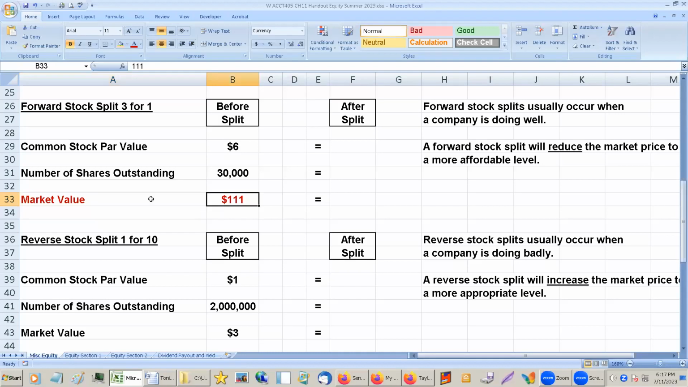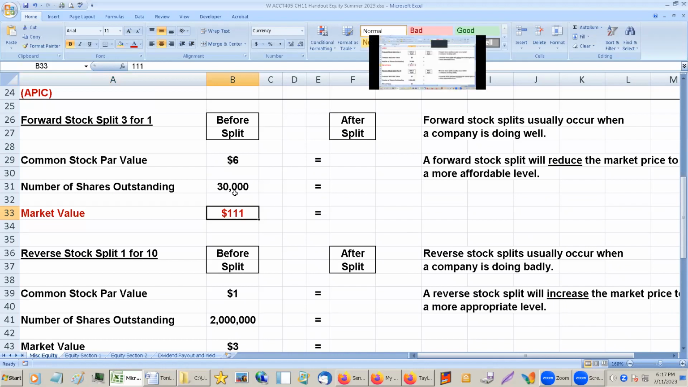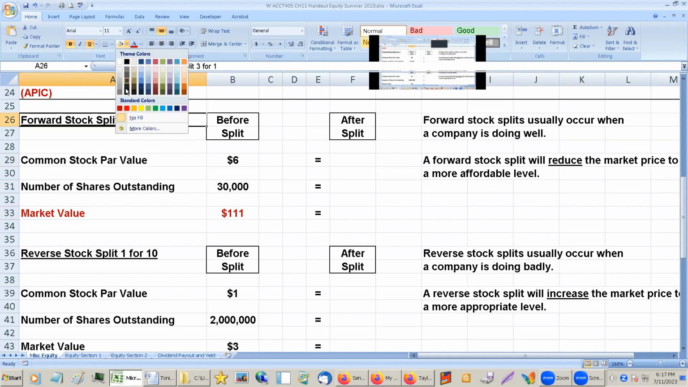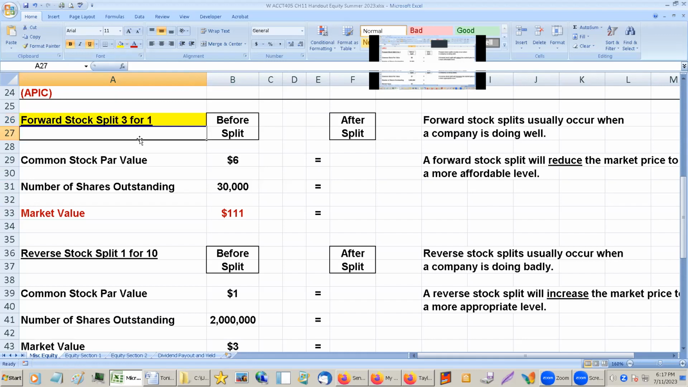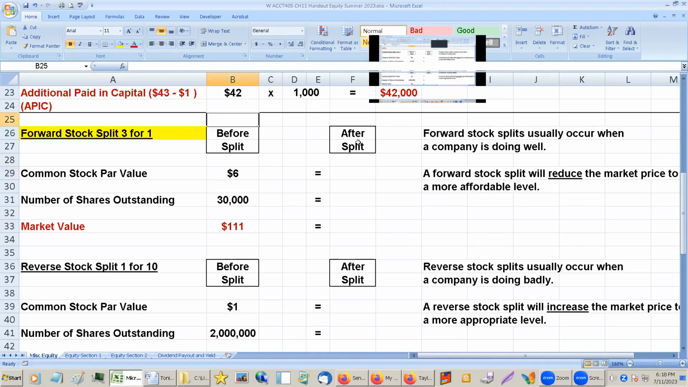Okay, so that's what we have here. We have a market value of 111, and we're looking at this saying, gee, that's kind of high. And we say, let's split the stock. It's getting too expensive for people to buy it, so let's split it. And this is a 3-for-1. So what happens is for every 1 share of the old stock, let's call this old.